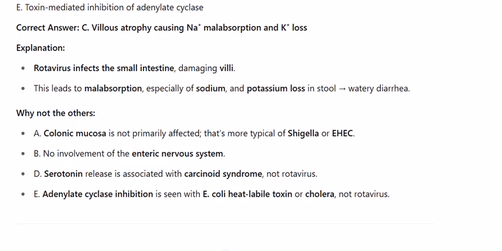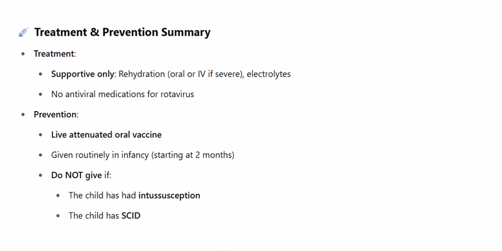Treatment and prevention summary. Treatment: supportive only. Rehydration, oral or IV if severe. Electrolytes. No antiviral medications for rotavirus. Prevention: live attenuated oral vaccine, given routinely in infancy, starting at 2 months. Do not give if the child has had intussusception or has SCID.